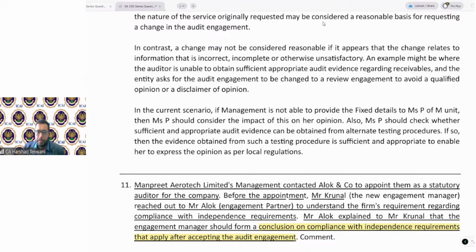Come on, guys. With respect to SA 220, is the independence requirement applicable after accepting the audit engagement or before accepting the audit engagement? A question for you guys.